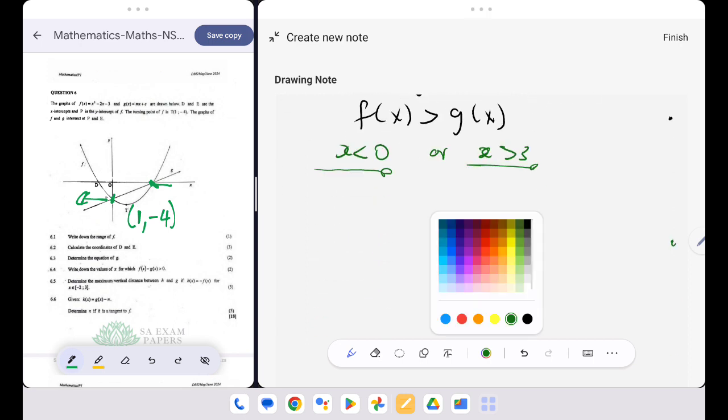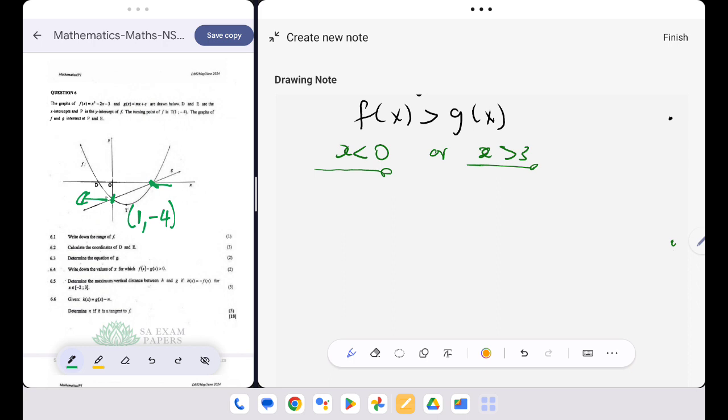Others may prefer to write it like this. Let me write in orange. X is an element of negative infinity and 0, or 3 until infinity. Choose your poison. Which one do you prefer? It's up to you.